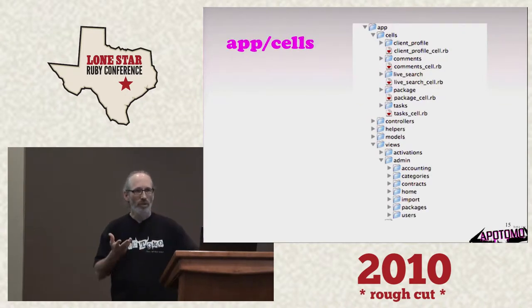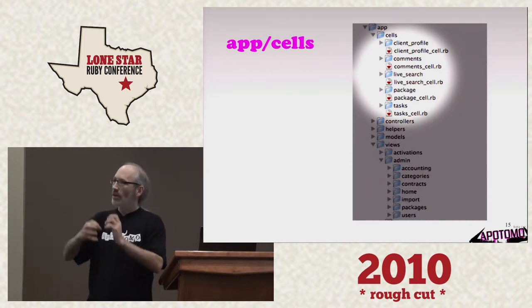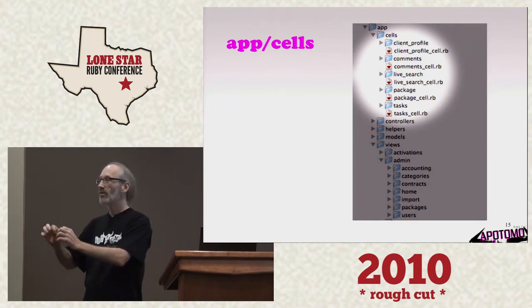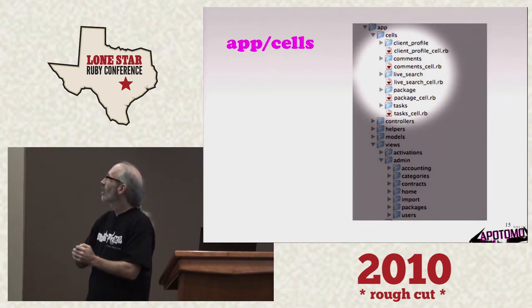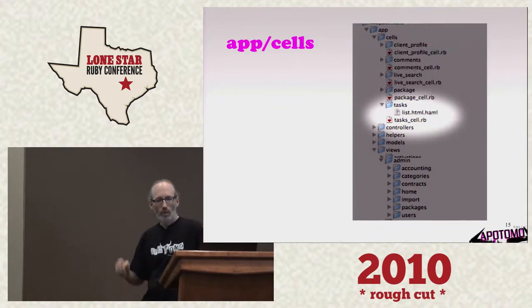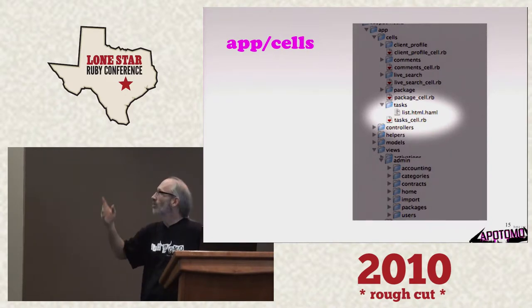So what does Cells do? It gives you a new directory called cells. So again, back to that organization, you know exactly where all your widgets are. It's in one directory, in the app directory. And not only that, but each one of your cells has a Ruby file plus a folder that you can put all of your view files in there for each one of the actions.